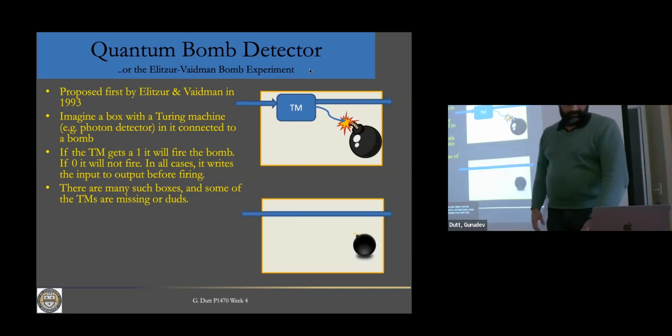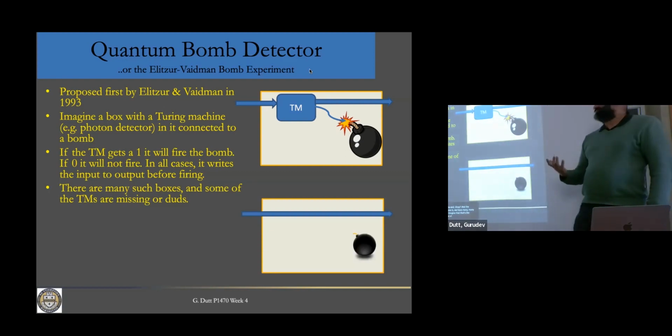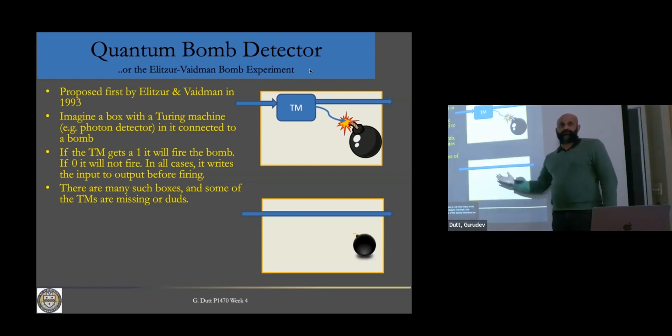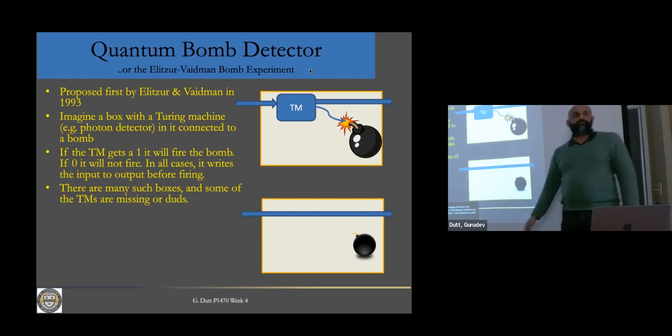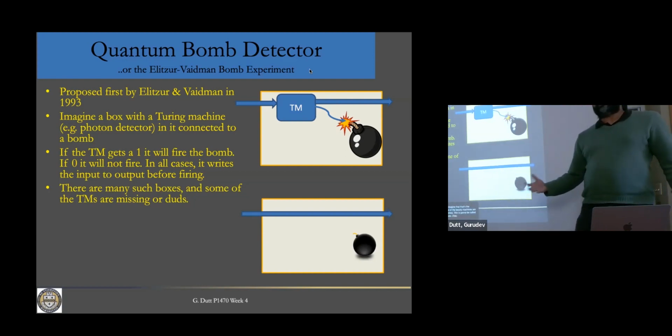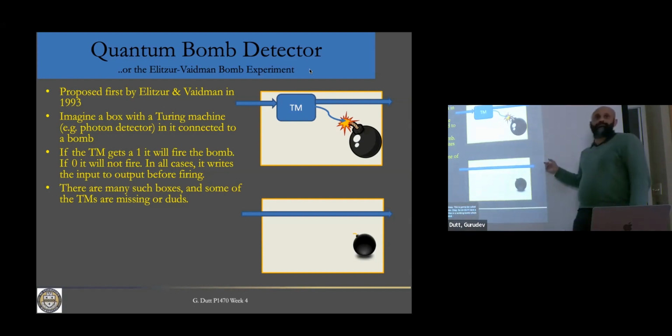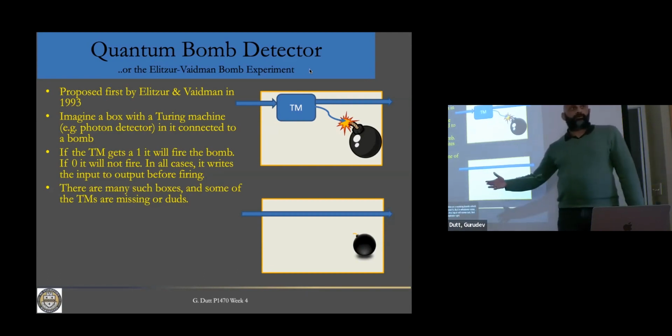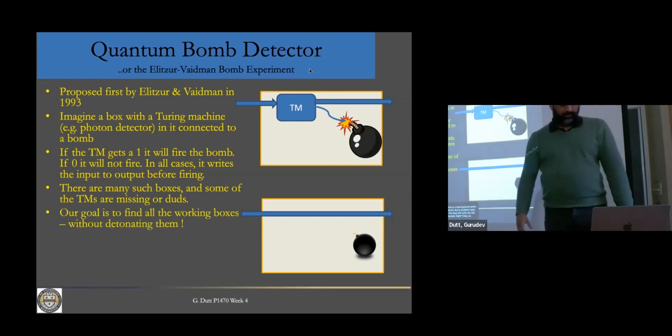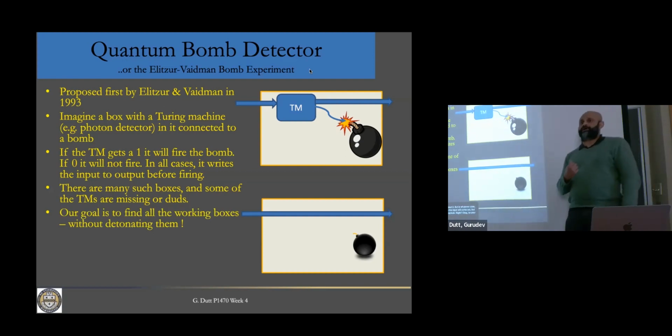And some of the Turing machines are missing, they are duds. Basically, we call those the dud boxes. So we don't have a working Turing machine or a working bomb, whichever way you want to think about it. But in whatever case, what will happen is the input will come out, but the bomb will not explode. So your goal is to find all the working boxes, but obviously without detonating them. If you detonate them, you no longer have a working box and you're also blown up. So we want to avoid that.